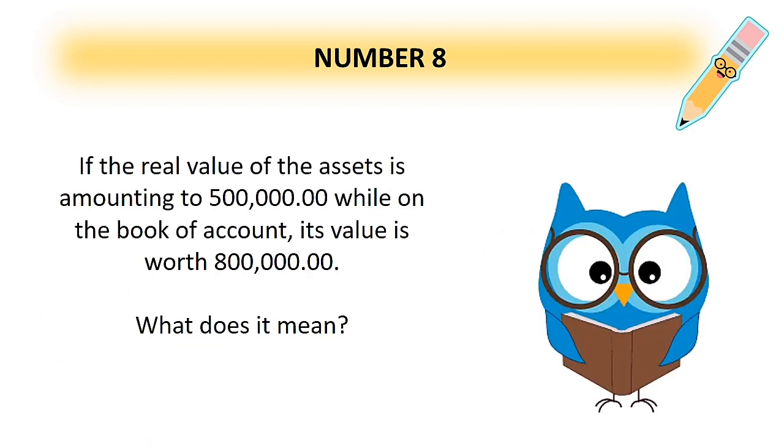For item number 8. If the real value of the assets is amounting to 500,000 while on the book of account, its value is worth 800,000. What does it mean? You are given 20 second countdown to answer this item. Your time starts now.